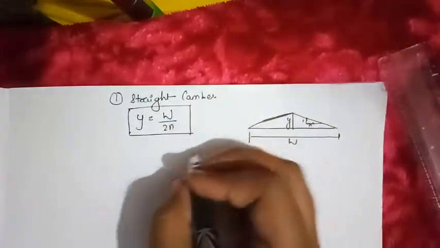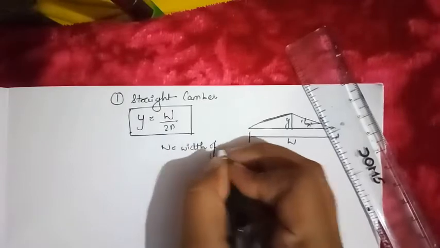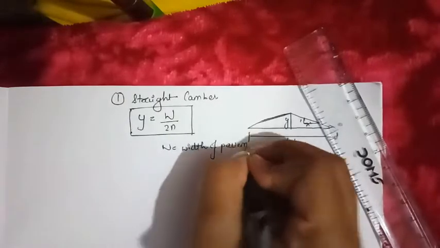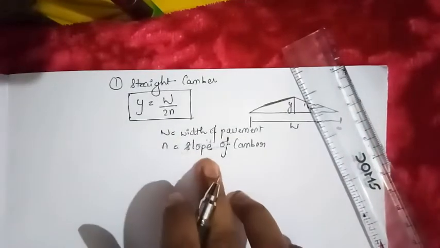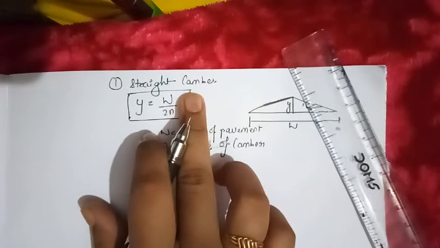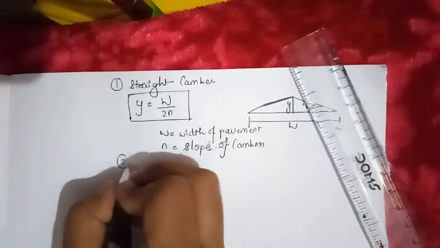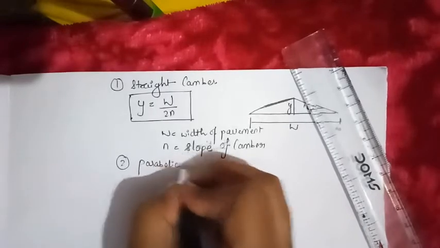So what is W here? W is the width of a pavement in which we are providing the camber. And what is N here? N is the slope of the camber. This is the first type of camber, that is straight camber. We will see the next type, that is the parabolic camber.